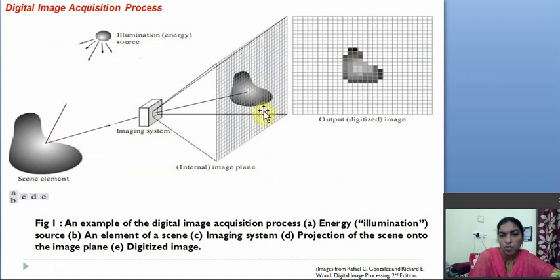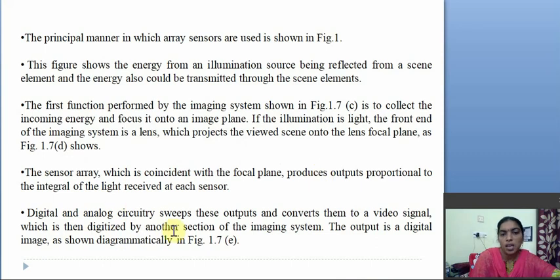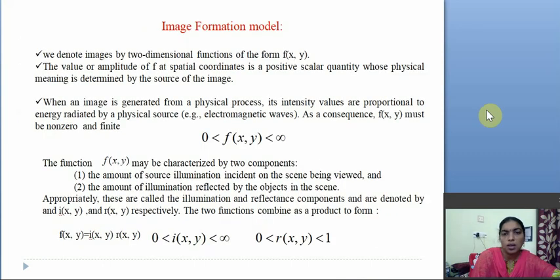Output image, right? After some sweep circuits, the sampling and quantization process, you can get this one. So that is the intention of this digital and analog circuitry. Now this is nothing but the image acquisition process.